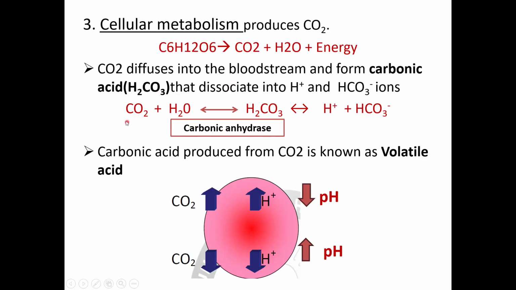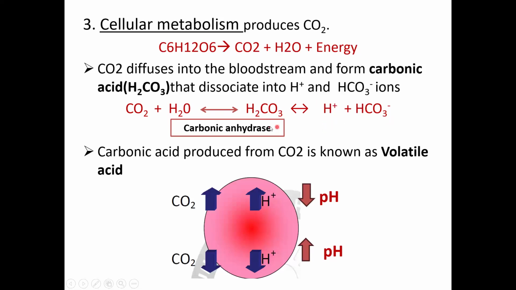Because in the blood, carbon dioxide is going to dissolve in the water, and with the help of the enzyme carbonic anhydrase, it is going to produce carbonic acid. This is the formula for carbonic acid. Okay, so carbonic acid is produced, which is then going to dissociate into hydrogen ion and bicarbonate ion. So this is the process by which again we get hydrogen ions in our blood.